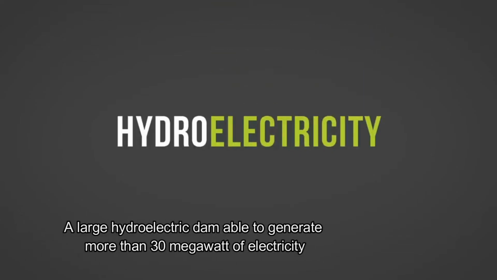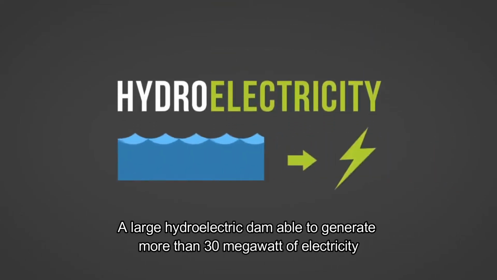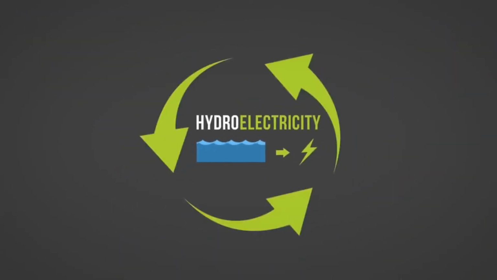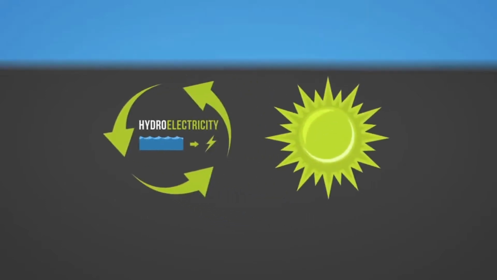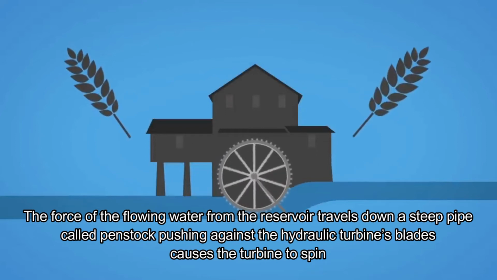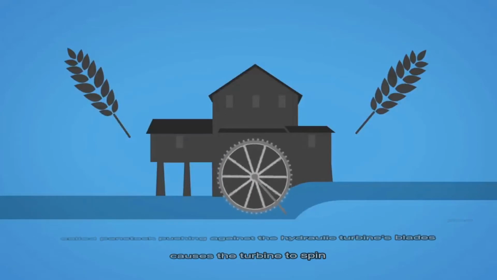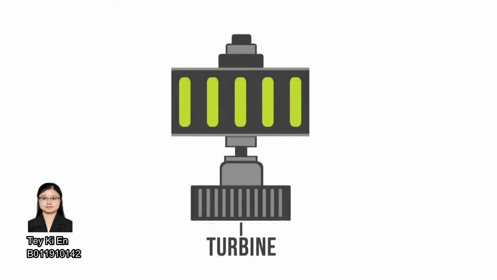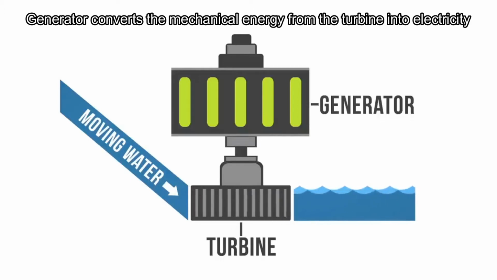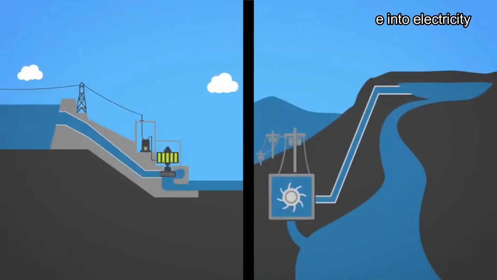A large hydroelectric dam is able to generate more than 30 megawatts of electricity. But how do we get electricity from water? The force of the flowing water from the reservoir travels down a steep pipe called a penstock, pushing against the hydraulic turbine's blades and causing the turbine to spin. The hydraulic turbine converts the kinetic energy of flowing water into mechanical energy. Then the hydraulic generator, which is connected to the turbine by the drive shaft, spins when the turbine spins. Hence, the generator converts the mechanical energy from the turbine into electricity.